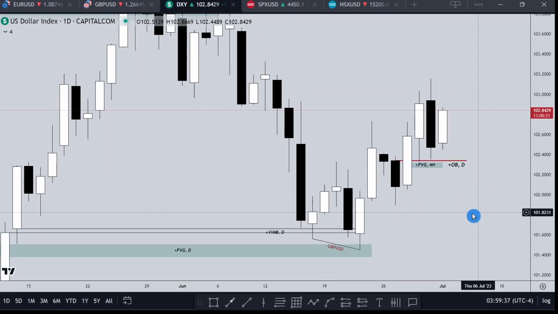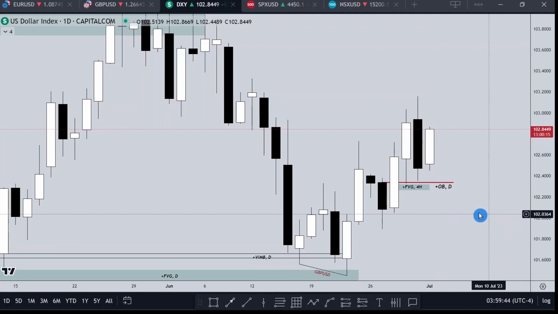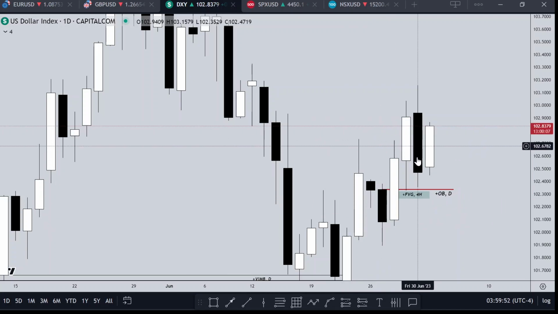So this week I am actually bullish on the DXY. My weekly bias is bullish. My daily bias today is also bullish as well. So after reacting from here, another break in market structure here, price has pulled back into this order block, the open price of this daily order block.